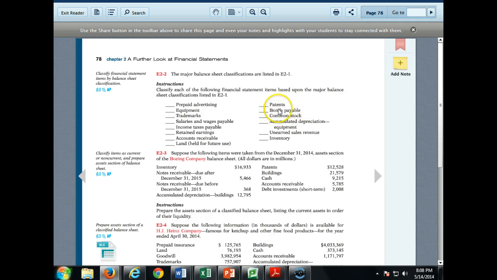Bonds payable. Long-term liabilities. Common stock. Accumulated depreciation. PP&E, property, plant, and equipment. Unearned sales revenue. And then inventory.